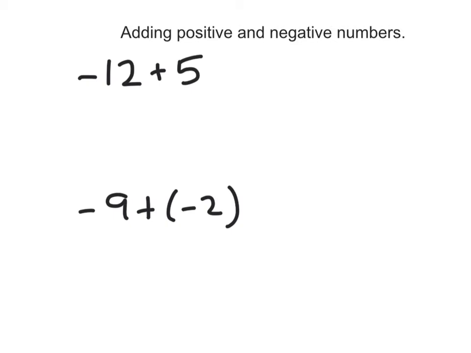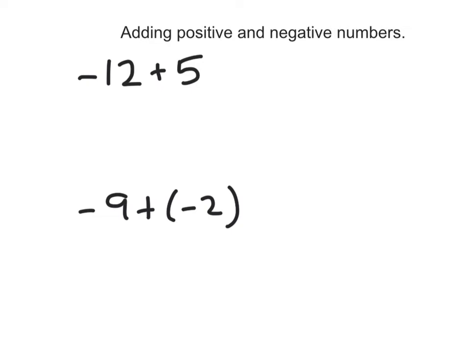Now remember the little jingle that I taught you. It goes like this: same sign, add and keep. Different sign, subtract. Keep the sign of the bigger number, then you'll be exact. Alright, so same sign, add and keep.